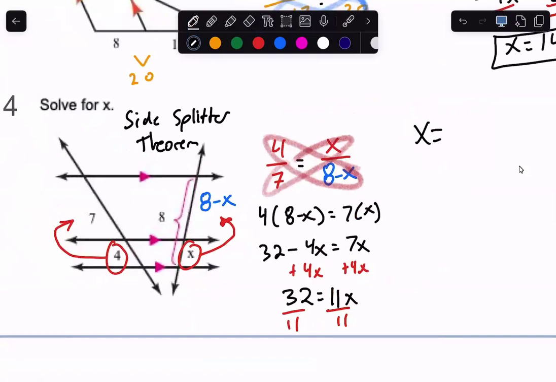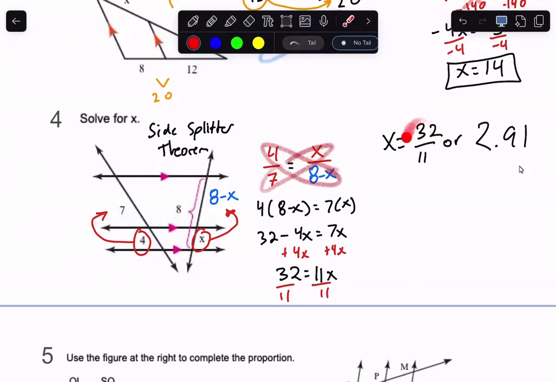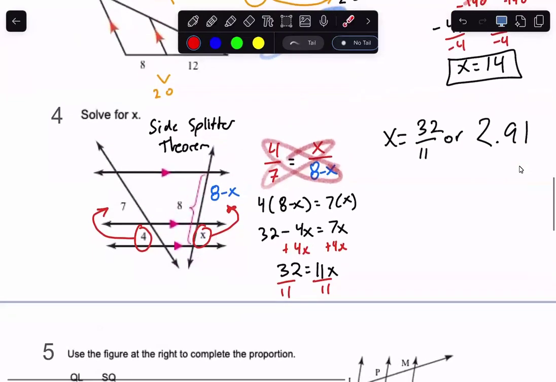X is equal to 32 over 11, or I did not write out what it wants you to write it, but 32 divided by 11 will give you 2.91. So if it's asking you to write it as a fraction, you leave it as 32 over 11, or if it's asking you to write it as a decimal, then you could just write 2.91. Any questions on number 4?